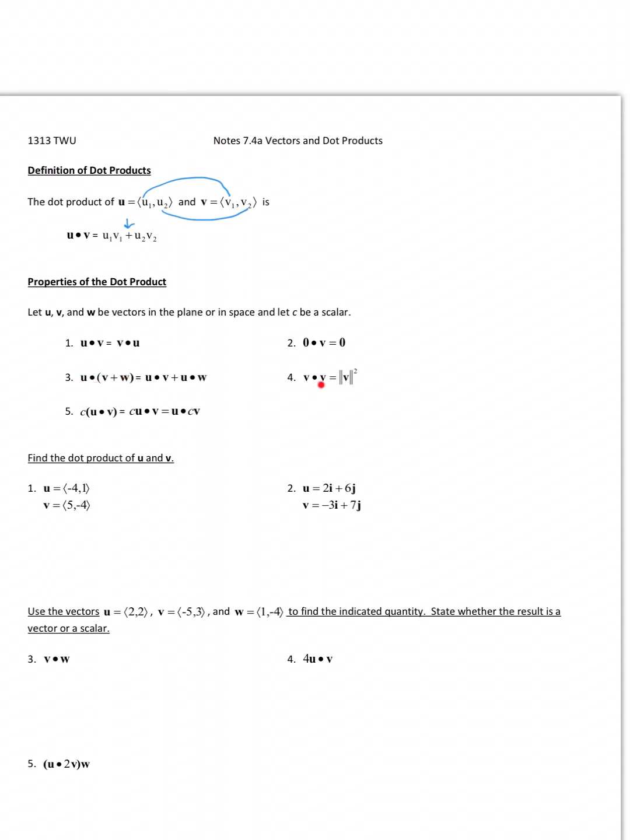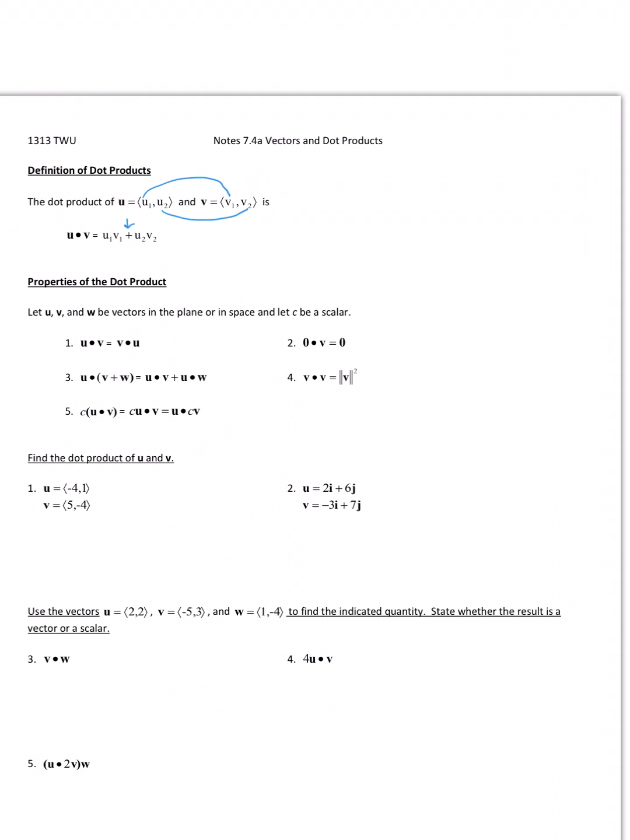4 says V dot V is the magnitude of V squared. And then this, remember, C is a scalar. It's not a vector. Scalar times the dot product of U and V is also equal to the scalar times the vector U, dot product of V. Or it's equal to U dot the scalar times V. It's a mouthful, isn't it? So just keep that in mind. We don't see this a whole lot in this course, but it's just a property to know. So let's try some of these, all right?